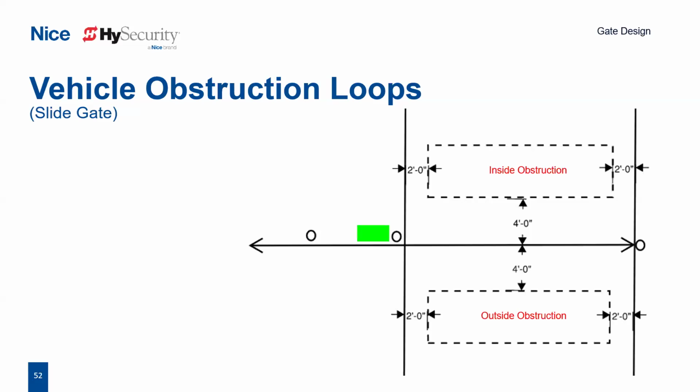So here are some typical preferred vehicle obstruction loop layouts for slide gates. As shown here, our slide gate in the middle. Typically, we're going to have inside and outside obstruction loops. Again, this is going to be inside from your secure side of the gate. Typically, these are going to be located 4 feet from each side of the gate panel, and we want to keep them away from the curbs. So minimum 2 feet from there, just to make sure that maybe a lawnmower or anything along the side doesn't activate these gates.